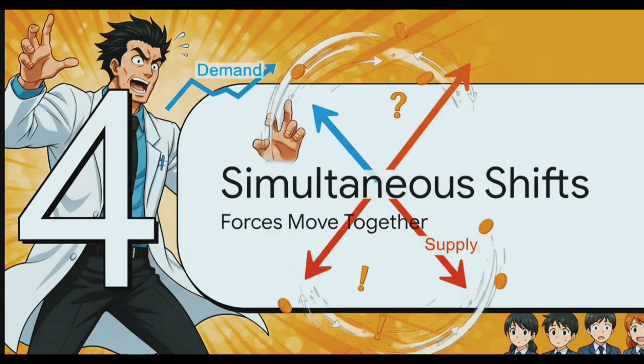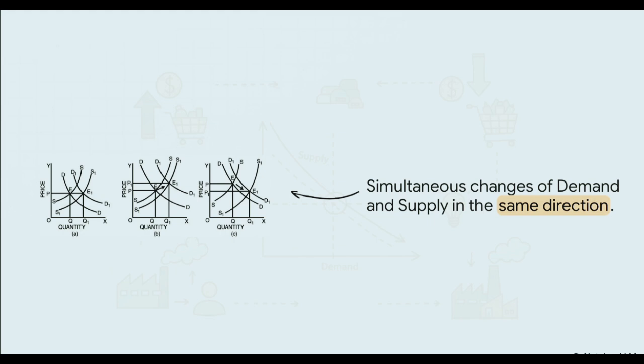All right, gear up for Section 4, Simultaneous Market Curve Shifts. This is the ultimate clash. So what happens when both demand and supply shift at the exact same time? It's absolute market chaos. Just look at these three scenarios.